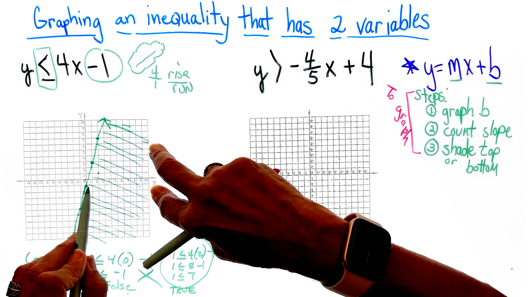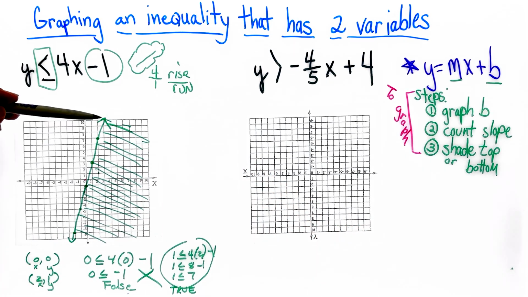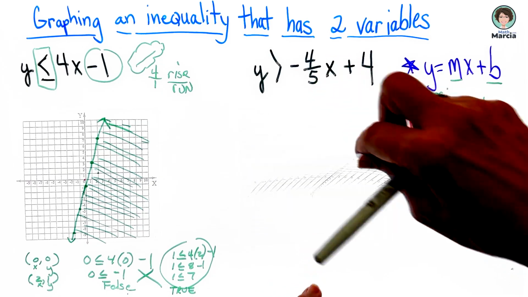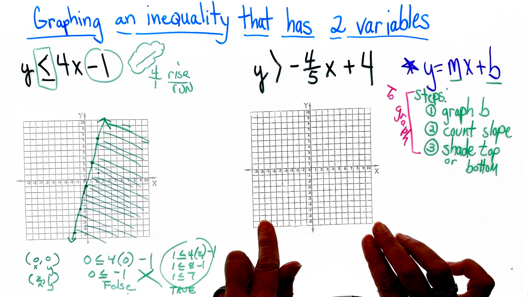And our solution for this inequality could be any of the points on the line. It also is everything in this shaded area. All right, well, let's try another one. I see this graph is upside down, so let's fix that. All right, there we go.